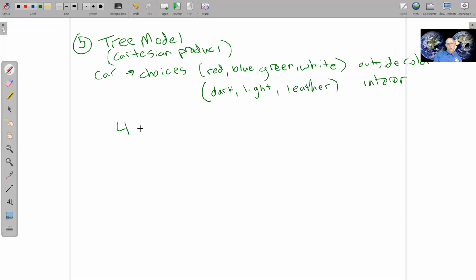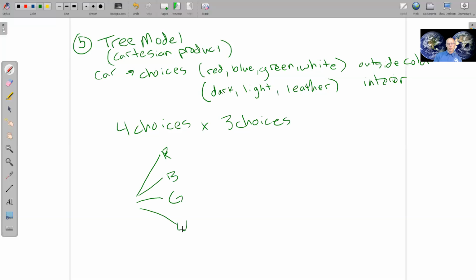So if I have 4 choices for color by 3 choices for interior, how many choices are there altogether? And we can make a tree for that. So if we do color first, we can choose to have a red car, oops, it's supposed to be an R, or we could have a blue car, or we could have a green car, or we could have a white car. Now, if I pick the red car it's either going to have a dark, a light, or a leather interior. Let's see, I shouldn't have done light and leather. Oh well, let's call that one LE for leather.